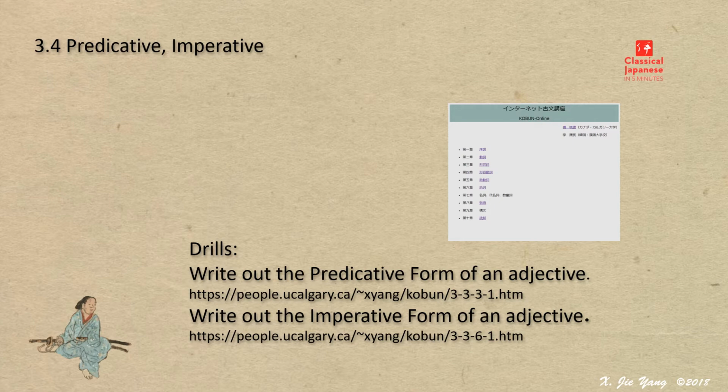Please complete these 2 drills from Kobun Online to write up the predicative form and then to find the imperative form for a given adjective.